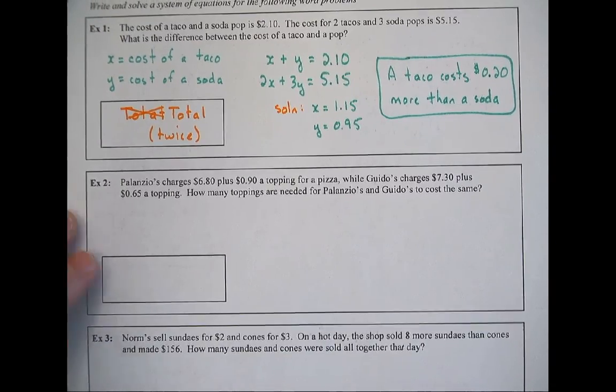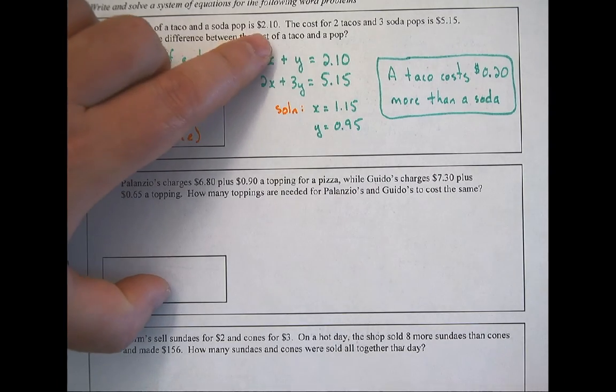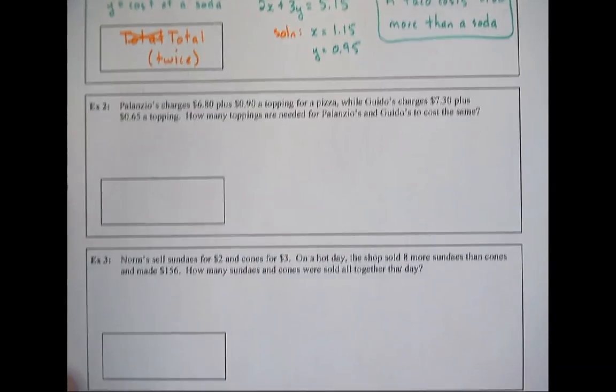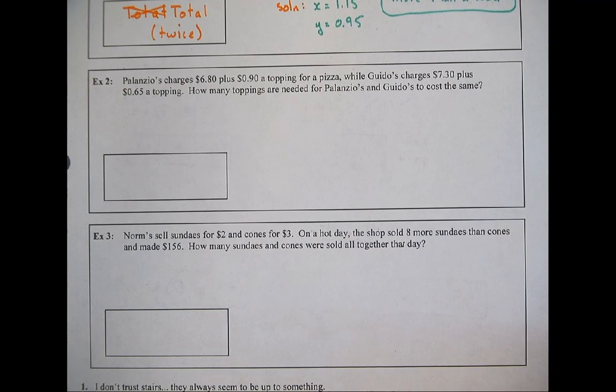All right, so this is an example of a total type of story problem. The total is $2.10. The total is $5.15. Now let's look at another style. Palanzio's charges $6.80 plus 90 cents per topping for a pizza, while Guido's charges $7.30 plus 65 cents a topping. How many toppings are needed for Palanzio's and Guido's to cost the same?